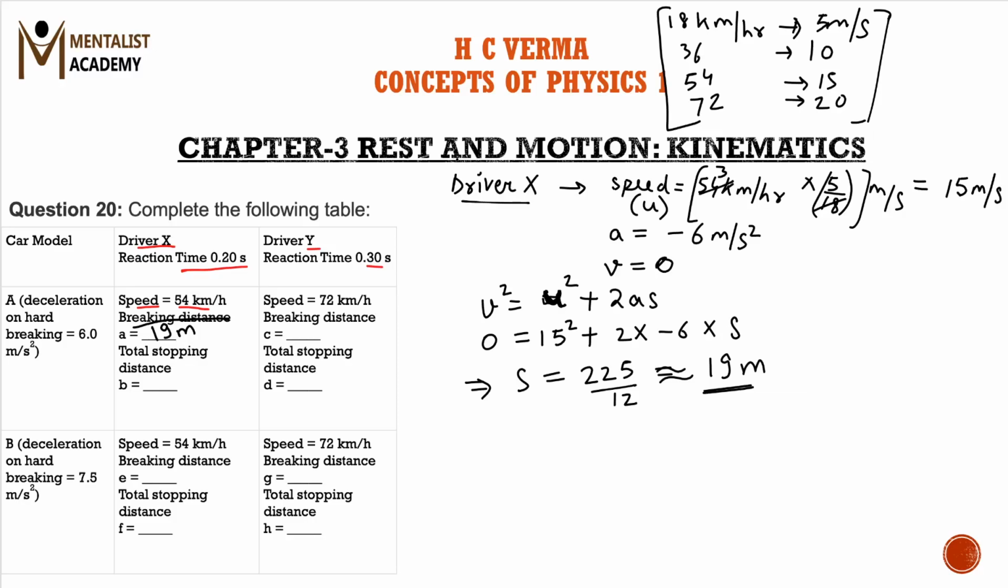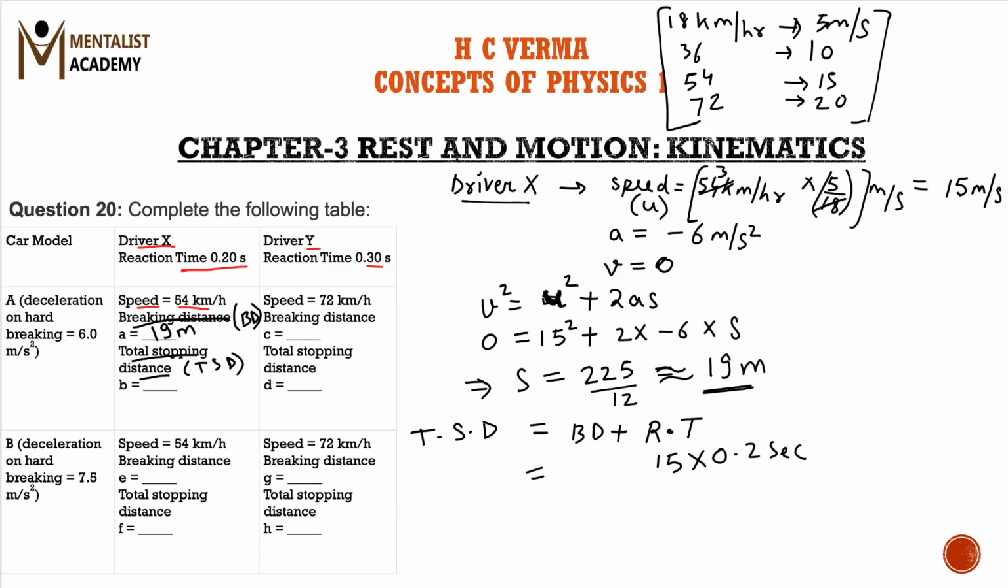Now we have to calculate the total stopping distance. What is the total stopping distance? Total stopping distance is denoted by TSD. Total stopping distance would be equal to braking distance, which I am denoting by BD, plus the distance moved in the reaction time, which I am denoting by RT, before the driver applies the brakes. That distance would be equal to the speed of the car at that moment, that is 15 meter per second, times the reaction time of the driver, that is 0.2 seconds.